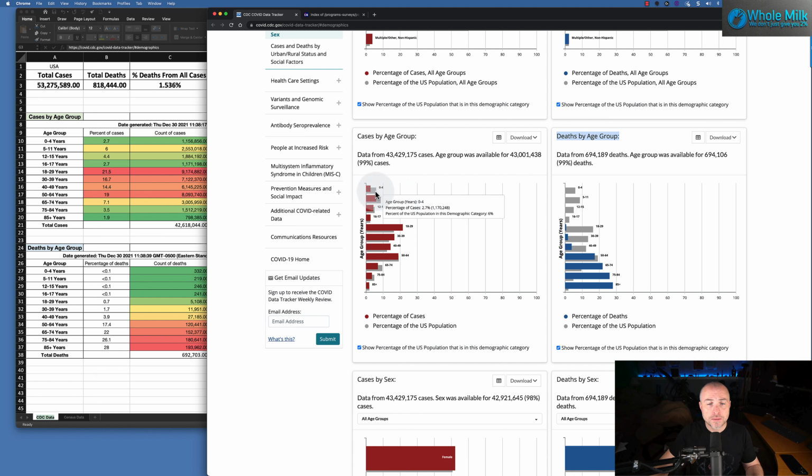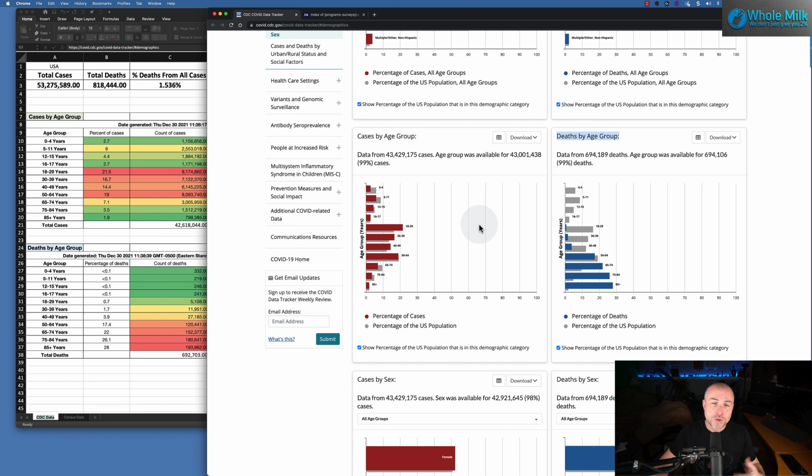So they're saying that in 0 through 4, 2.7% of the population in that age group has contracted COVID. That age group makes up about 6% of all of the age groups in the United States. So 0 through 4 make up about 6% of the U.S. population, and 2.7% of those children got COVID. So that's an understanding of how this little chart works. You can toggle that off and on.